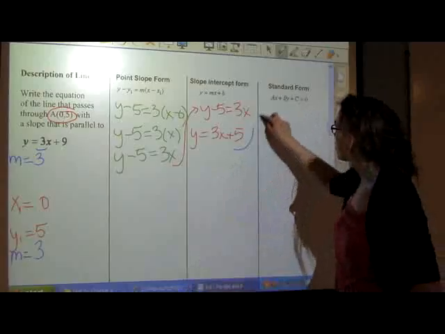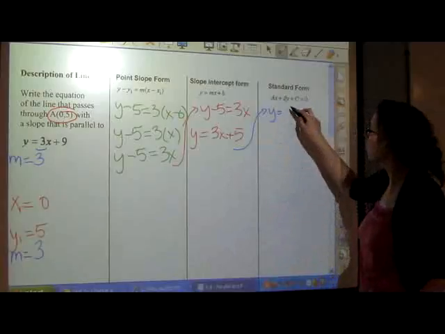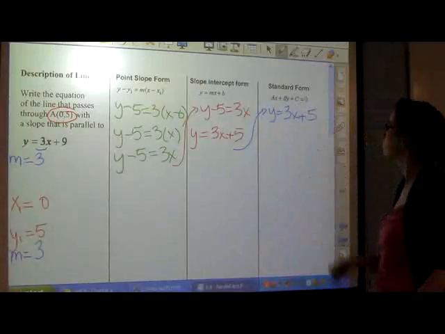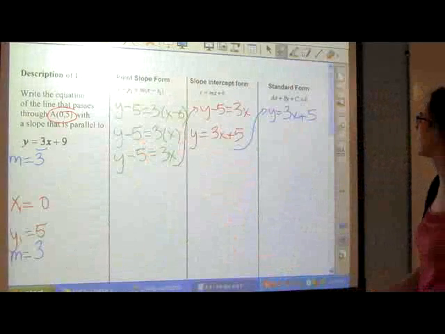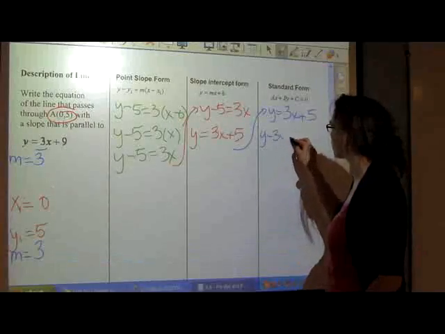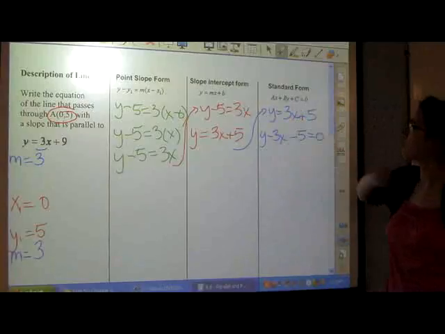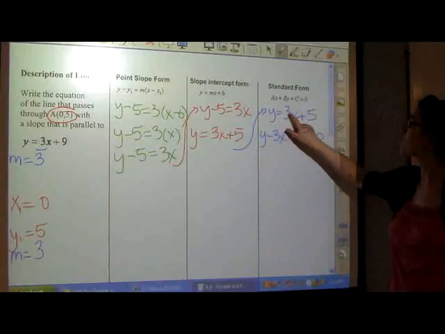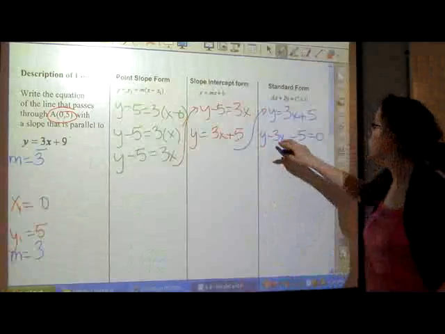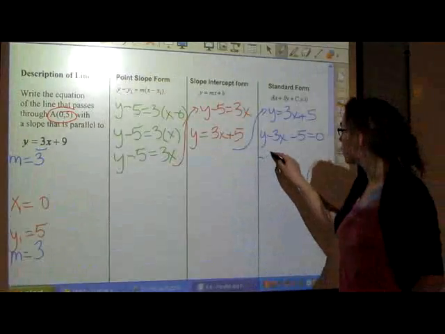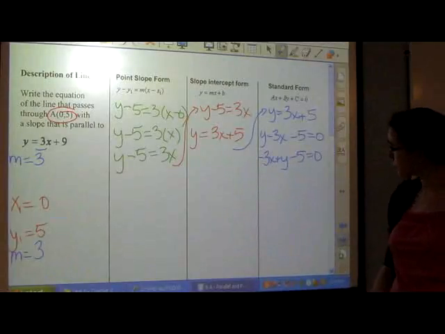As our last step, we'll do this in blue. We want to put this into standard form. First step is just to rewrite the equation, y equals 3x plus 5. Second step for standard form, move everything to the left-hand side. So y minus 3x minus 5 equals 0. Remember, when I take a term and move it to the other side of the equal sign, the sign changes. So plus becomes minus, plus becomes minus. Next up, I want to make sure that my x comes before my y. So negative 3x plus y minus 5 equals 0.